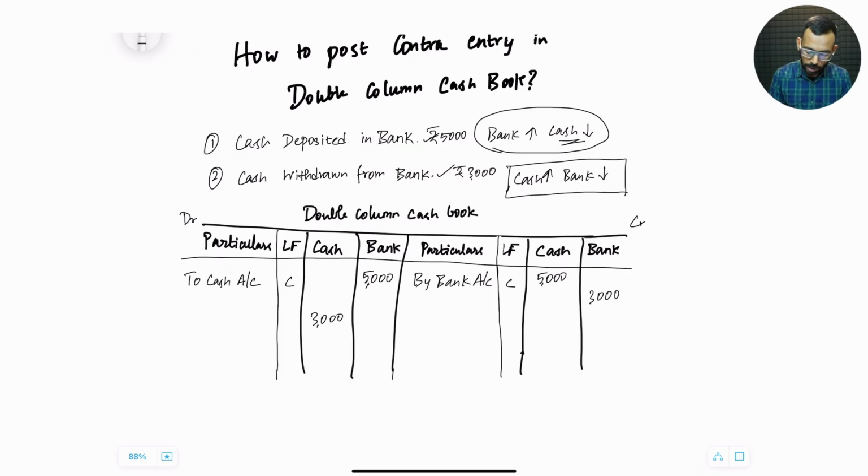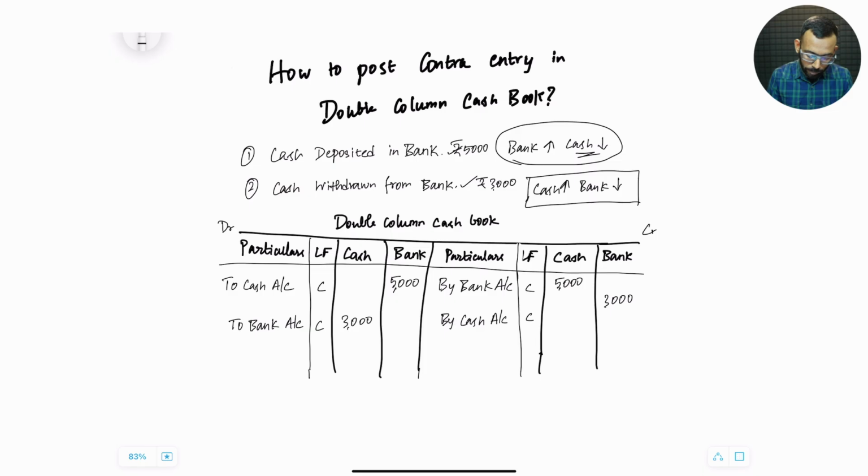Once you have written this first correctly, then you can simply write the text. Here I have written the amount in cash column, so I have to write the other account here, To Bank account, and here I have written the amount in bank column. Here I have to write the alternative account, By Cash account 3,000. And once I have done the posting, I just have to write contra in the LF column. So I hope this is clear. This is one simple way to account contra entry inside double column cash book.